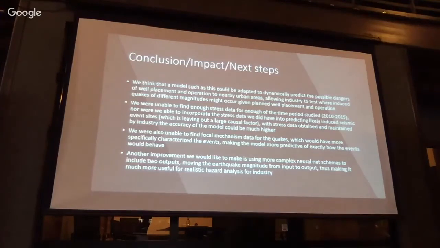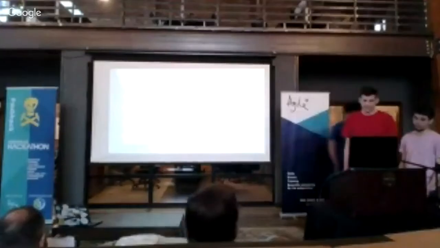We way overestimated the availability of data since we have no geoscience background, and that was a big constraint for us. We were also unable to find focal mechanism data for the quakes, which would have been really nice because it would have helped characterize the events better than just the magnitude and location. That's about it.